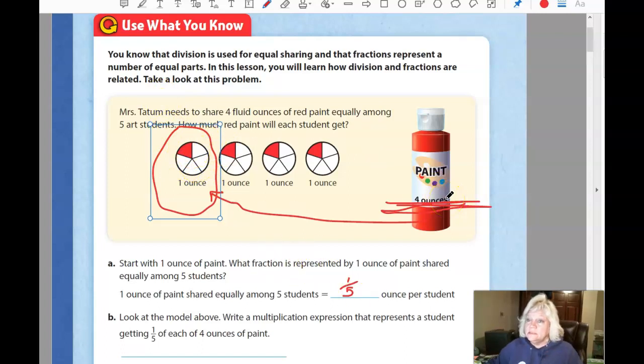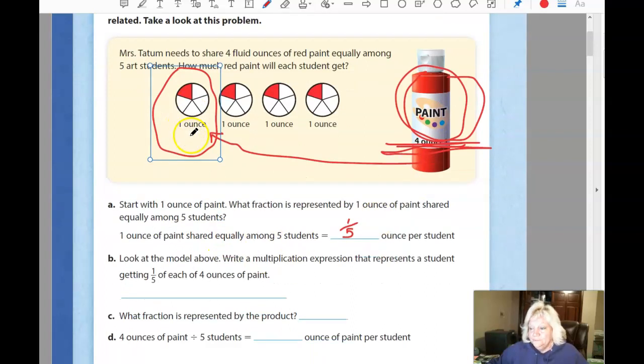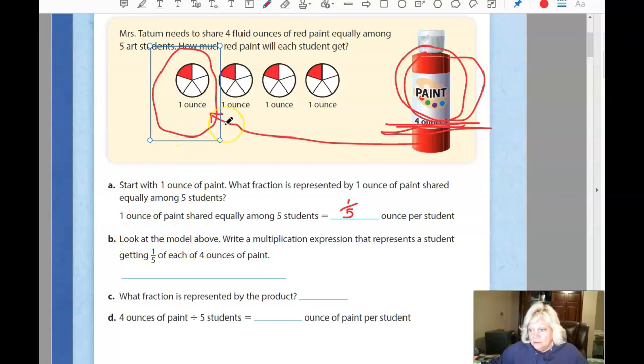Now that's not our answer because I still have all of this up here to do. That was my first ounce. Here's my second ounce, here's my third ounce, and here's my fourth ounce. So we're just working our way through the problem. 1 ounce of paint shared equally among 5 students means you get 1/5. Now, look at this model and write a multiplication expression.